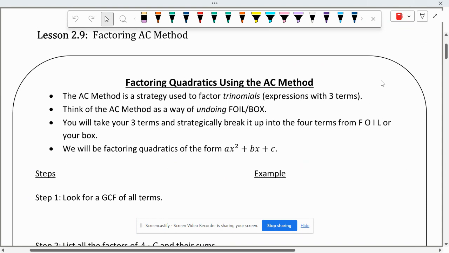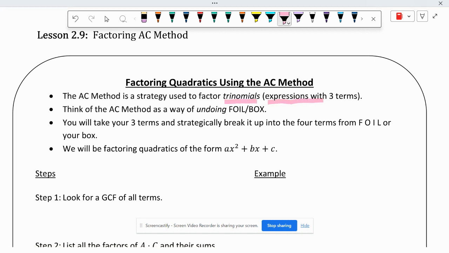Okay, so today we're talking about factoring using the AC method. You guys did this in Math 1. You absolutely did this in Math 1. So the AC method is a strategy used to factor trinomials with 3 terms. That's why it's called a trinomial. That word tri, we learned that, right? It's just a polynomial with 3 terms.